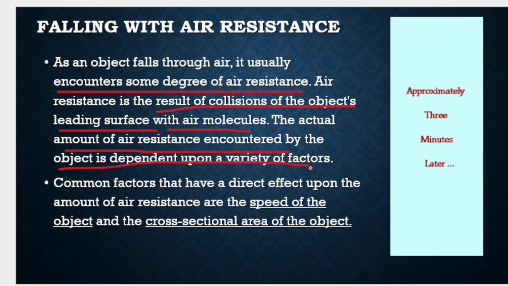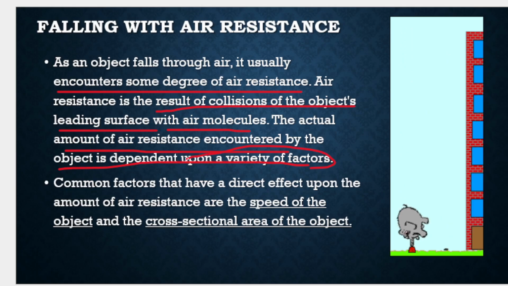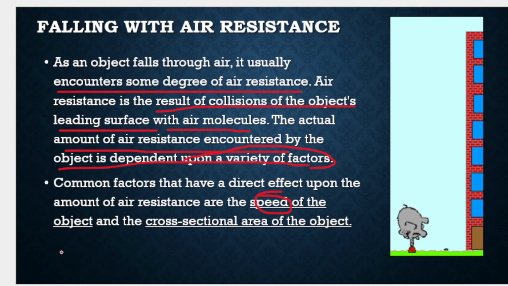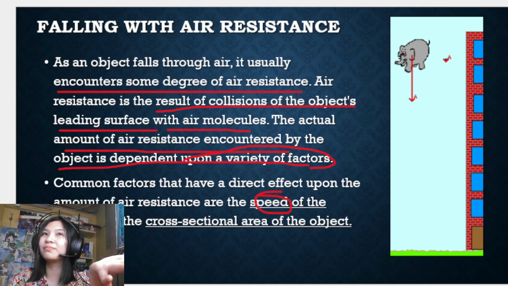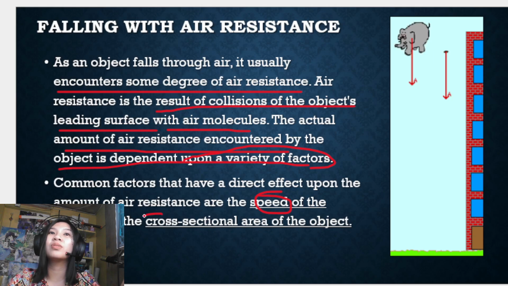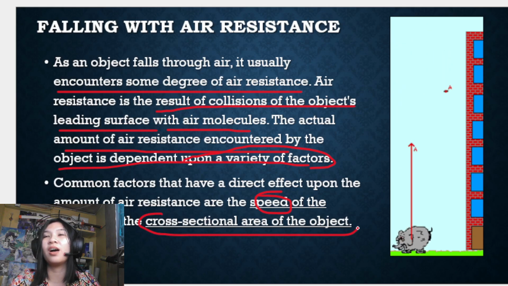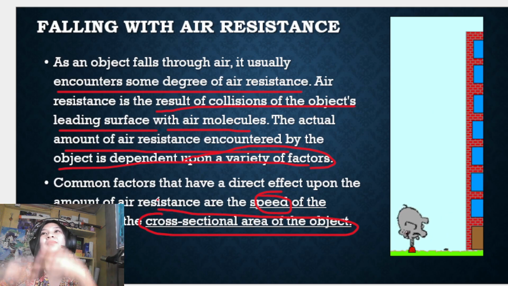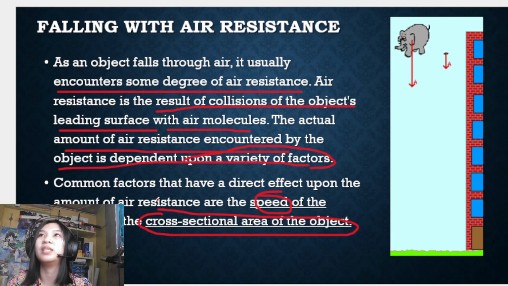It means the air resistance it will encounter depends on factors. What factors? The common factors are the speed of the object. Oh, it depends on how fast it is? Yes, because if there is air resistance, speed will matter. Okay? Then we also have the cross-sectional area of the object. The wider it is, the more air it will encounter.